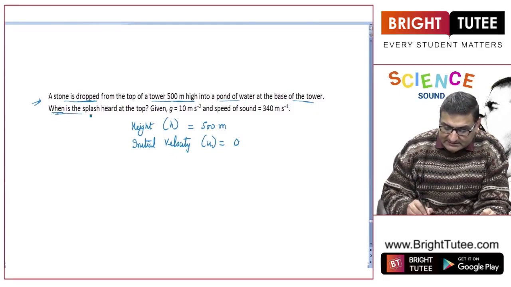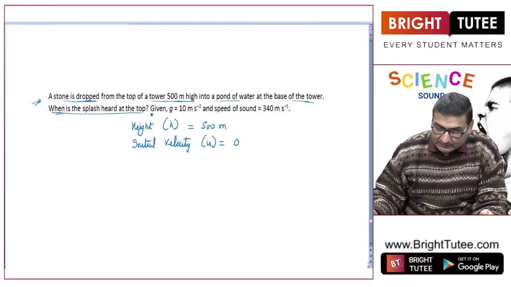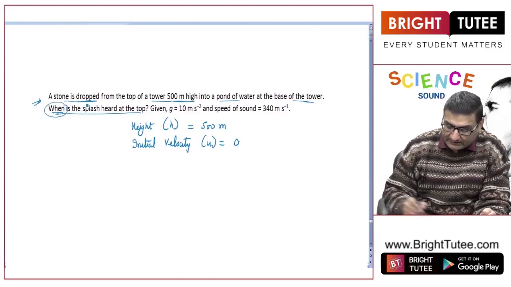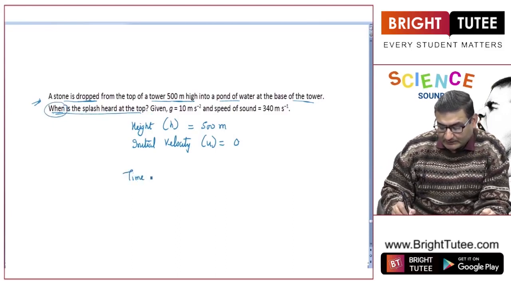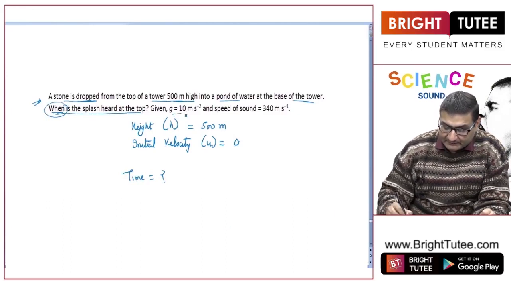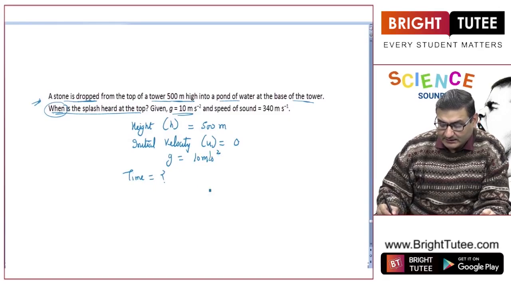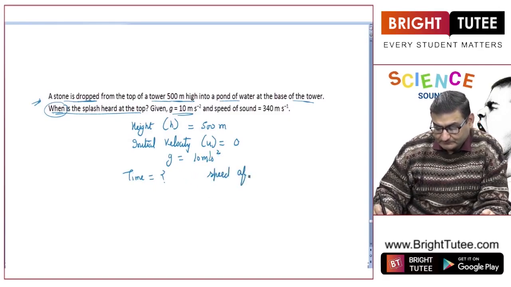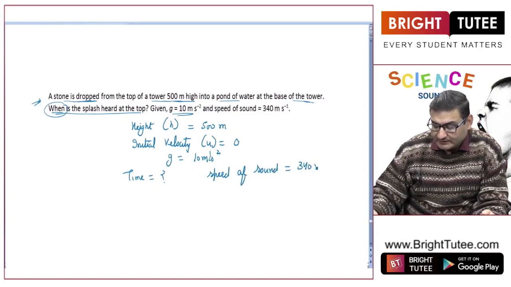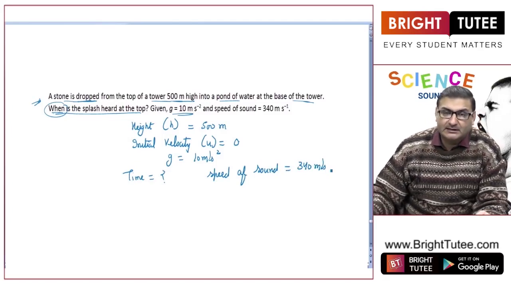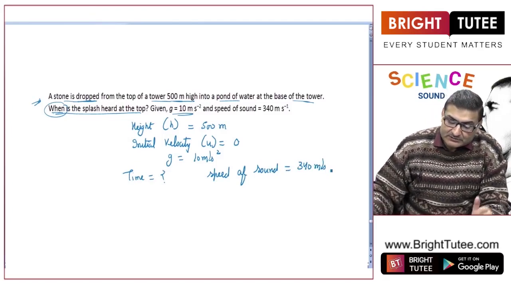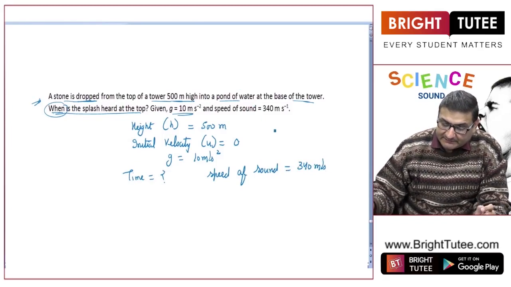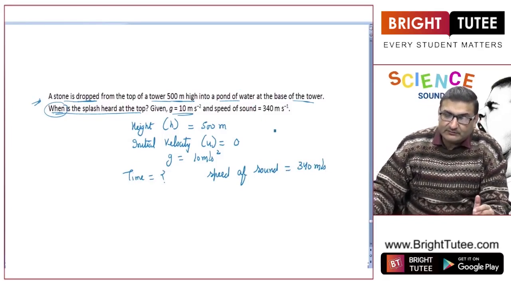Now, when is the splash heard at the top? We have to calculate when, that means we have to calculate the time. Given the value of g to us, that is 10 meter per second square, and the speed of sound is also given to us to be 340 meter per second.